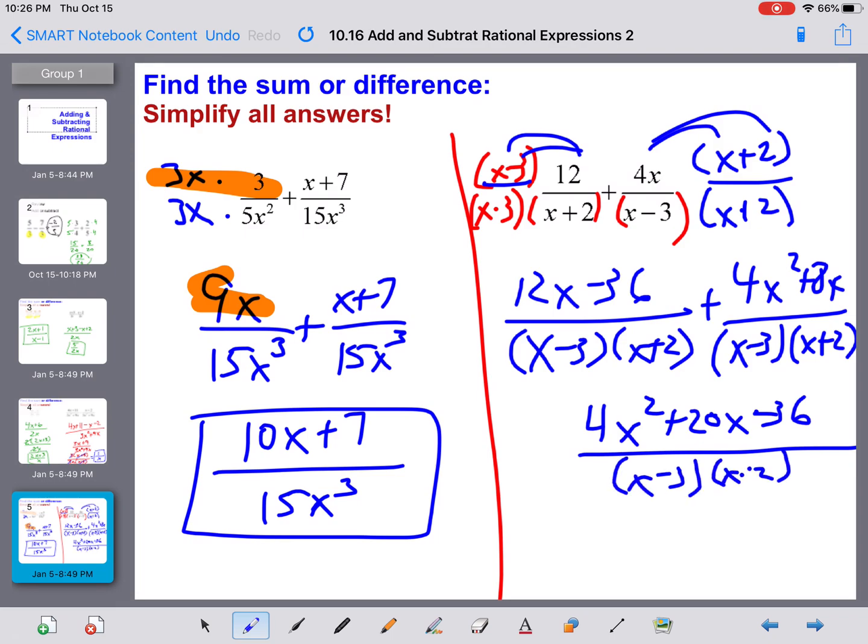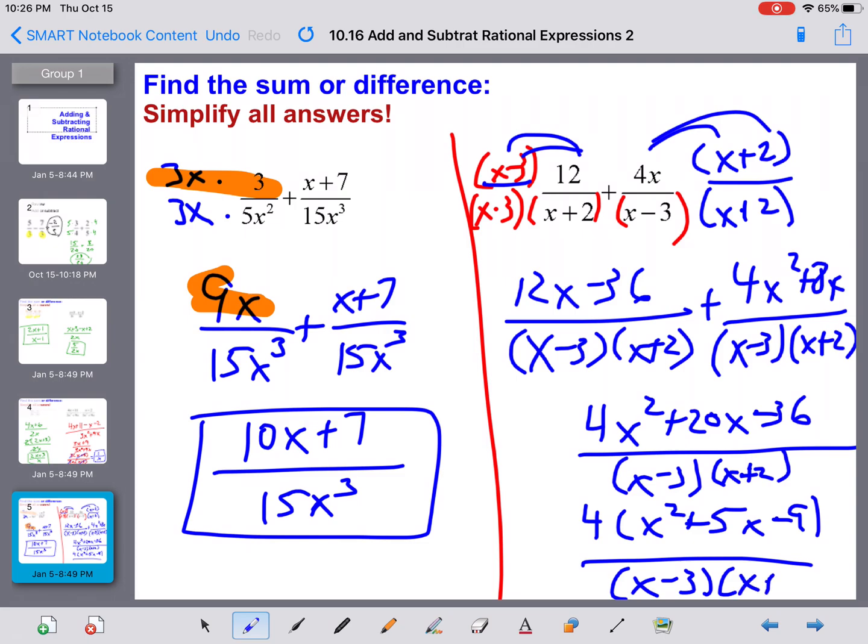Now you're going to want to always factor these as much as possible. So that's why we did not distribute the denominator, just because we would end up factoring that back together. So factoring the numerator, we can take a 4 out. All over x minus 3, x plus 2 is already factored.